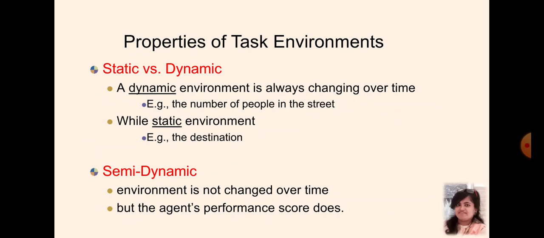Now let's talk about the properties of task environments that make the environment static or dynamic. A dynamic environment is always changing over time. That is, the number of people in the street you don't know beforehand. It can be 0, it can be 1000. So that is a dynamic environment for the automated car. And what will be the static environment here? That is the destination. You need to reach one particular point, right? Suppose you are in the office, you need to come to your home. So that is the destination. That is the static environment.